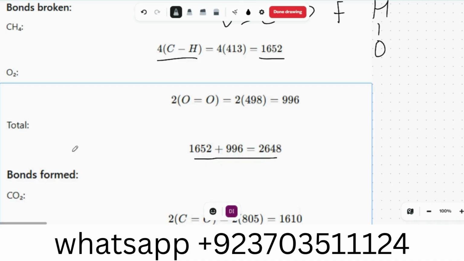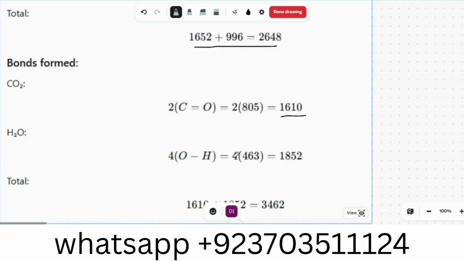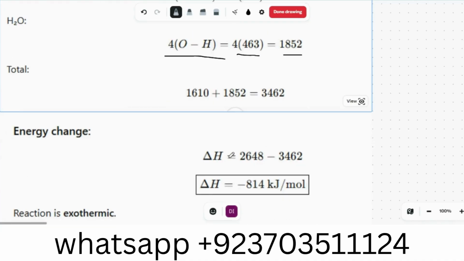Now CO2. There are two C double bond O in one CO2, so we will multiply, and that will give us 1610. And for 2 H2O there would be 4 O-H bonds, so 4 into 463, that would be 1852. So now the total energy is 1610 plus 1852, that is energy released, so that is minus 3462.